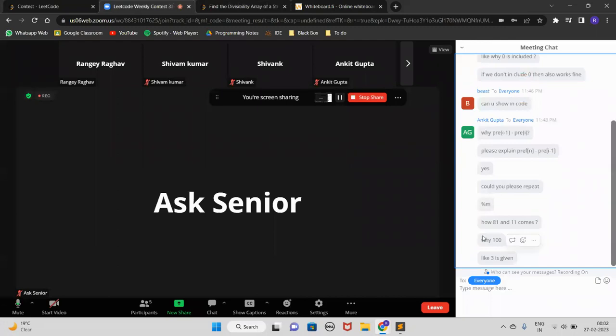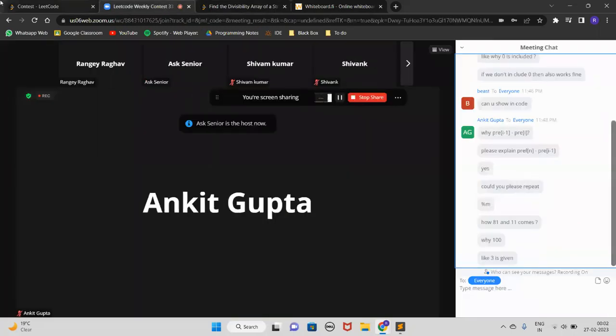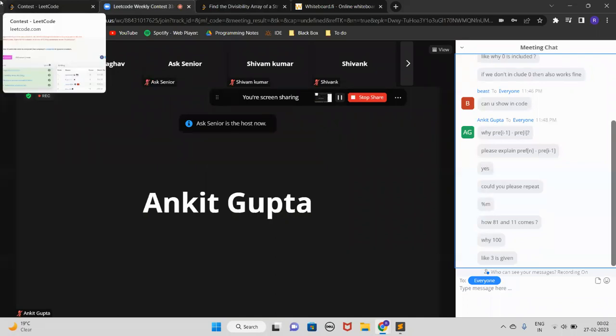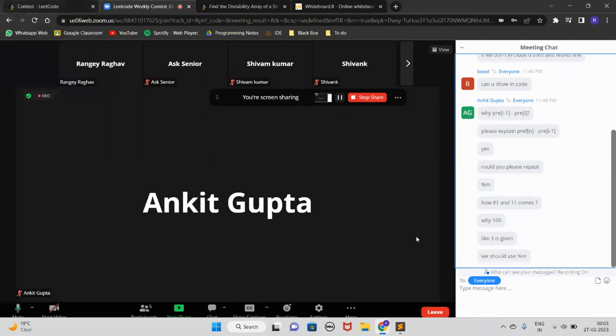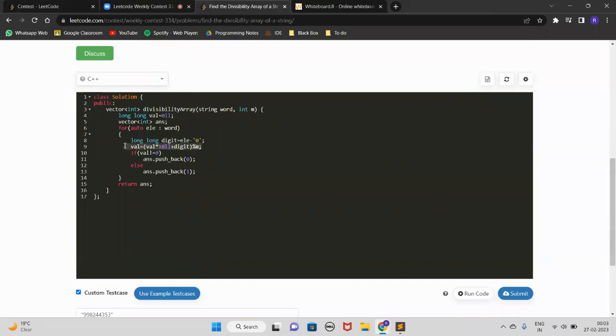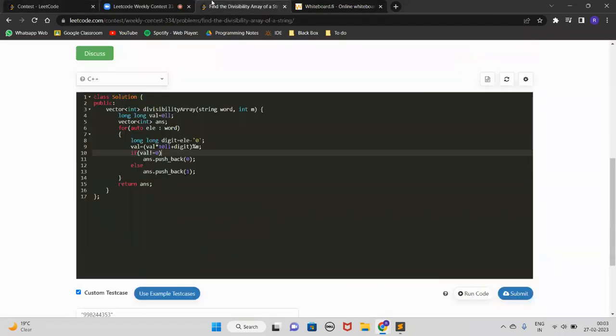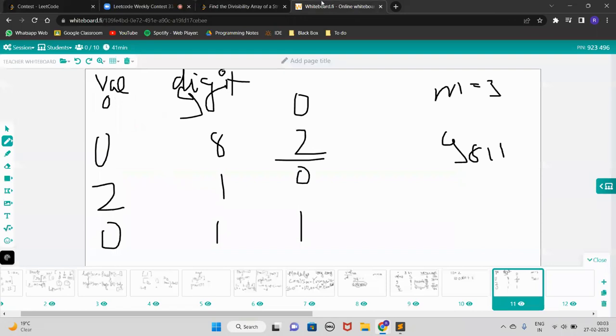I had taken m equal to 100 for explaining. M equal to 3 in the problem, and in the code also, we will only be using m for mod. Okay. So let us move to the next problem. Yes, over here in the code also, I am only using m only. You can see, I had taken 100 because I was trying to explain with 100. With 3, we were not getting that many values. It was not very clear.